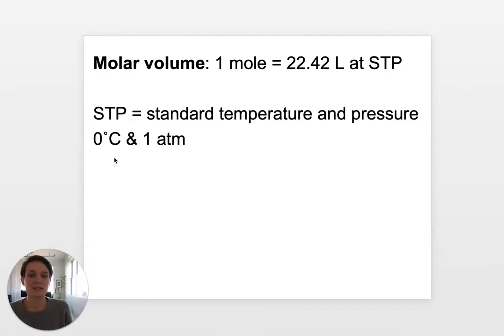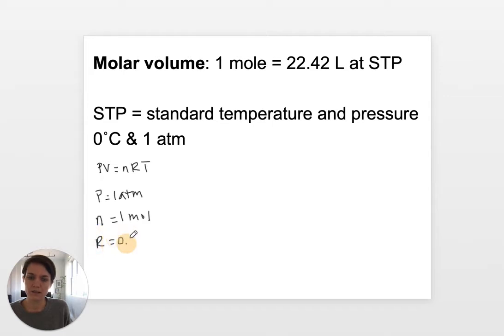Standard temperature is 0 degrees Celsius, which you should immediately at this point be thinking is 273 K. And standard pressure is 1 atmosphere. All right, so let's apply the ideal gas law to see if 1 mole really would occupy 22.4 liters at STP. So ideal gas law, again, we have PV equals nRT. Here our pressure is 1 atmosphere. Volume is what we're solving for, and n would be 1 mole.